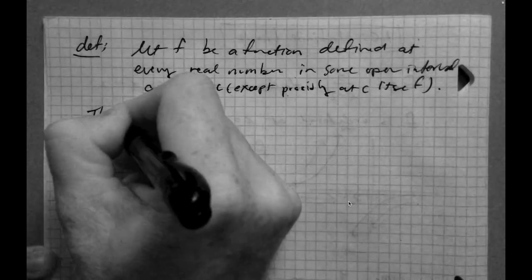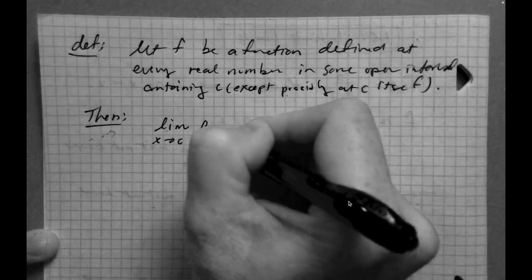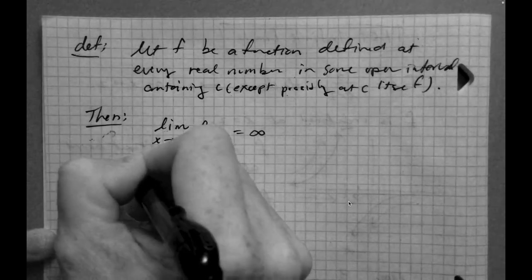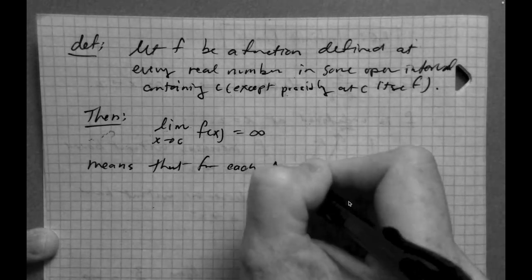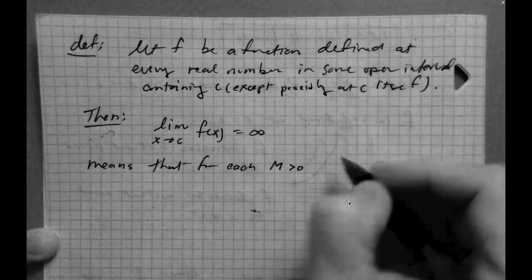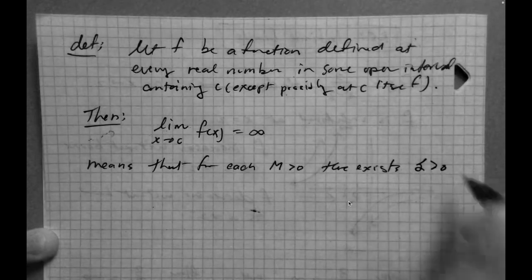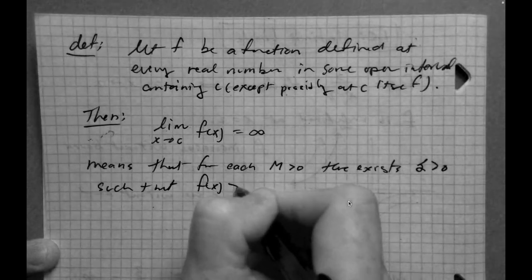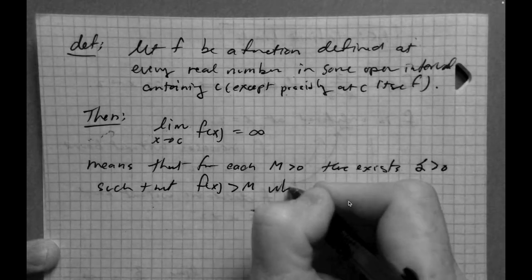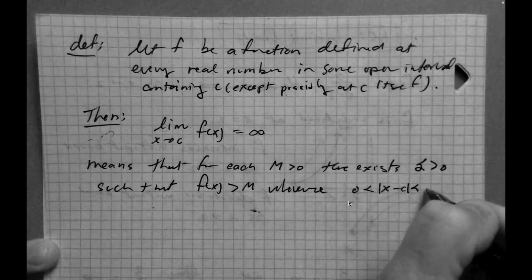Then what we would say is that the limit as x approaches c of f of x is equal to infinity. What that means is that for each m greater than 0, there exists a delta greater than 0 such that f of x is greater than m whenever 0 is less than |x minus c|, which is less than delta.